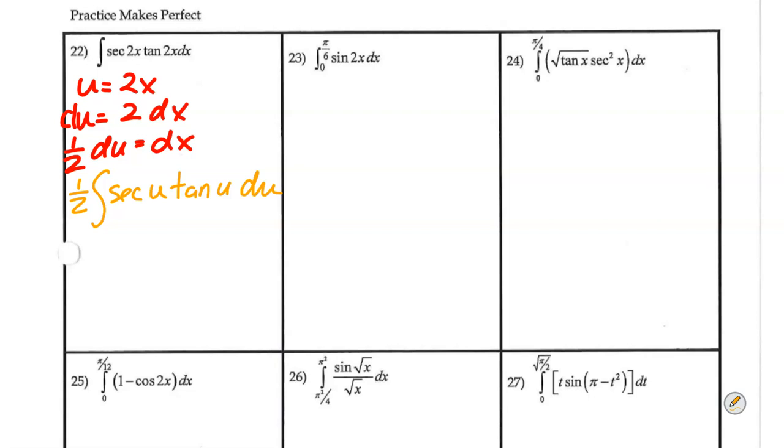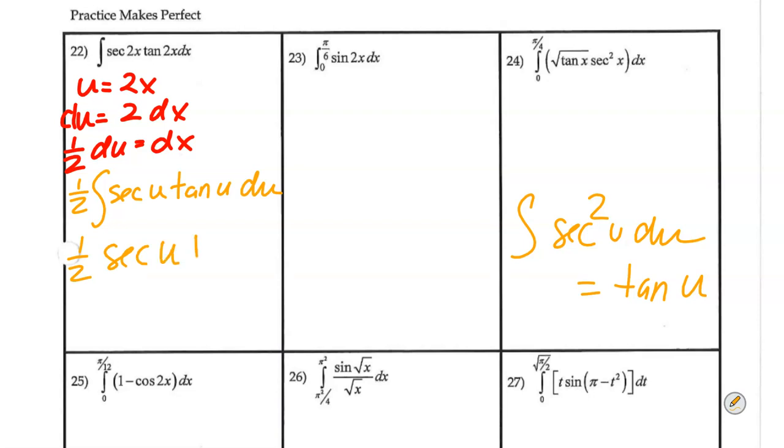Now I just told you earlier, secant and tangent are always going to be with each other. You told me earlier today that secant squared u du is equal to what again? What is the integration of secant squared? Tangent. You know this because the derivative of tangent is secant squared. So you have to ask yourself which trig function's derivative is secant tangent. It's secant. So this actually integrates to simply secant.